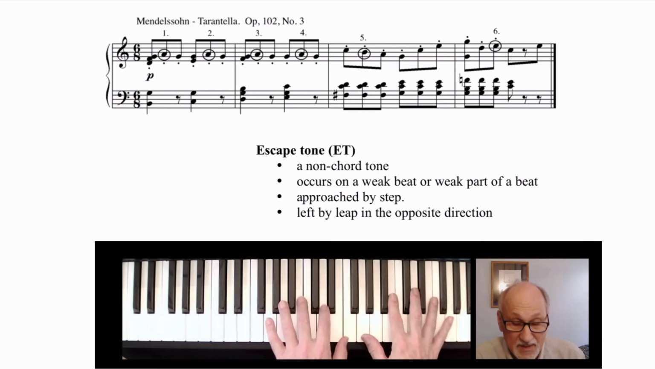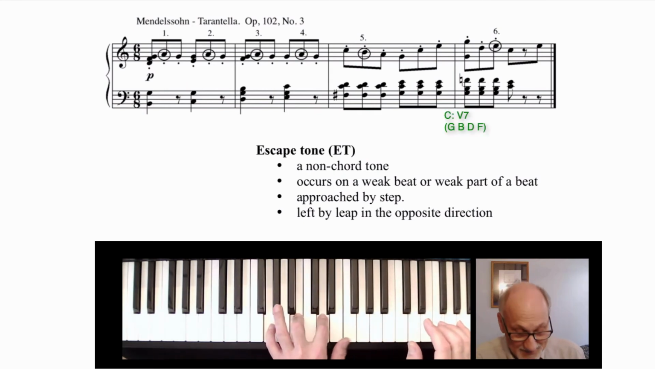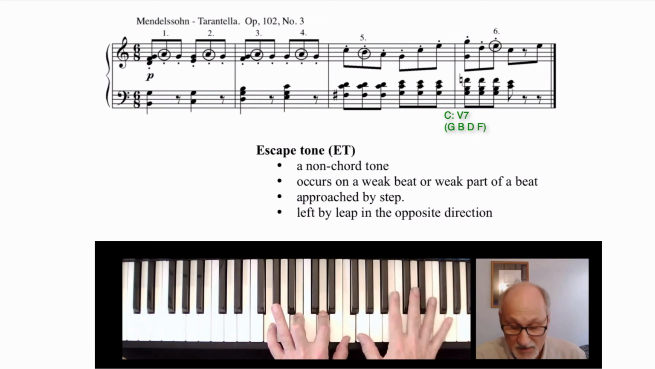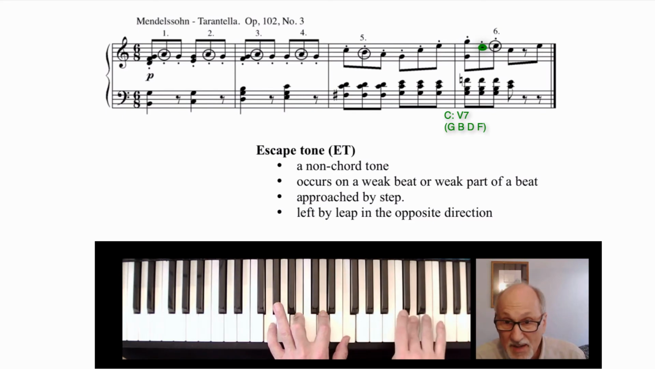We're in the key of C. We have a G, B, D, F. That's a 5/7 chord. The melody is just G, and then D. Those are notes of the chord. But then you have a note that is not in the chord. It's E.